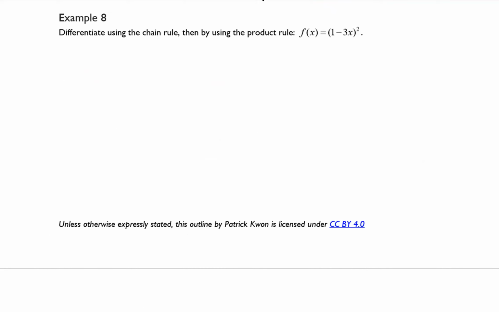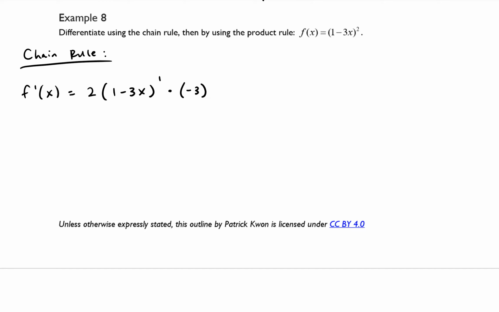Example 8 says differentiate using the chain rule, then by using the product rule, if f of x equals (1 minus 3x) squared. So first let's use the chain rule. f prime of x will equal 2 times (1 minus 3x) to the first power times the derivative of the inside function, which is negative 3. And if we simplify that, that's going to give us negative 6 times (1 minus 3x), and then we can distribute the negative 6 in to get negative 6 plus 18x.